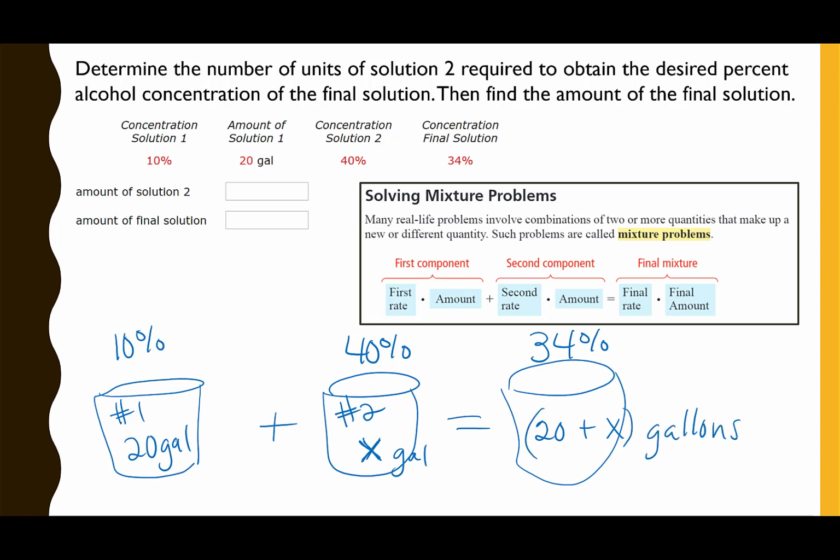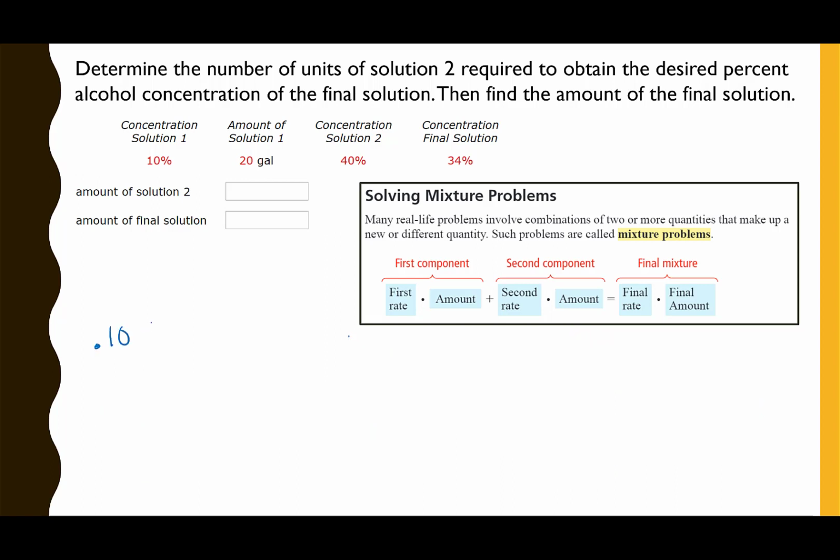I'm going to erase my beautiful picture, and I'm going to convert this into an equation, just the same picture that I have here. It's going to be 0.10 times 20 plus 0.40 times x equals 0.34 times (x plus 20). All right, pull out your calculator.